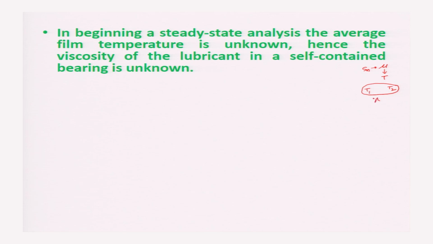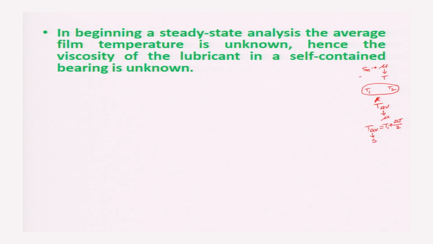So, T average, from which we determined the value of mu in the previous bearing, was taken as T1 plus delta T divided by 2, and this was the preliminary value of average temperature of the lubricant to get the Sommerfeld number.